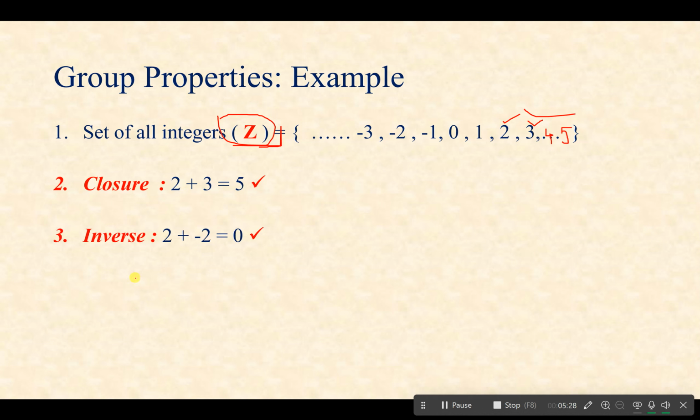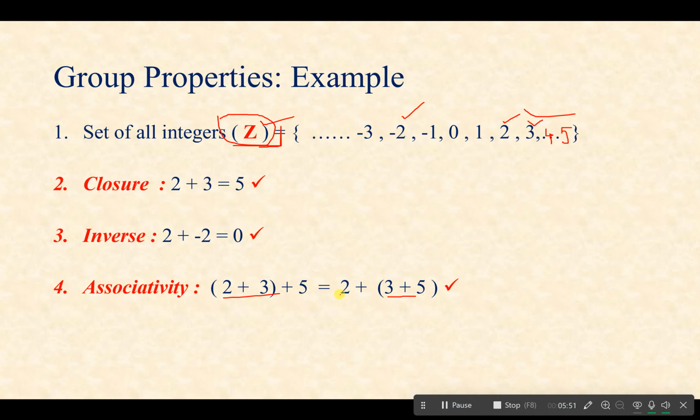Now let us come to inverse. 2 belongs to this Z, correct? Minus 2 also belongs to this Z. So if you add these two numbers, then we'll get 0. So this is the inverse axiom, and that is also satisfied. Now we'll see associativity. For example, if you add 2 plus 3 and then add 5, or if you add 3 plus 5 and then add 2, the result does not change here. So associativity is also satisfied.